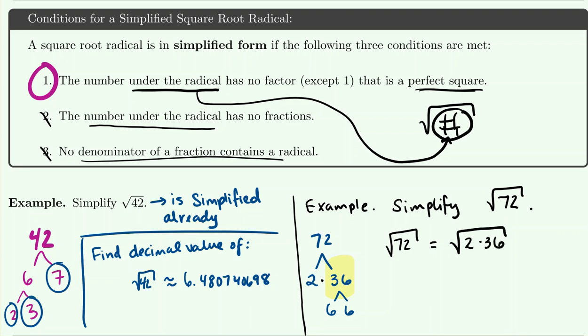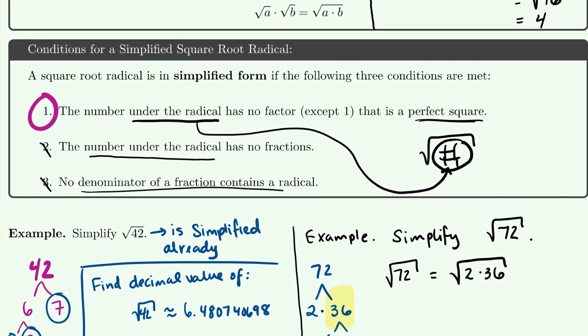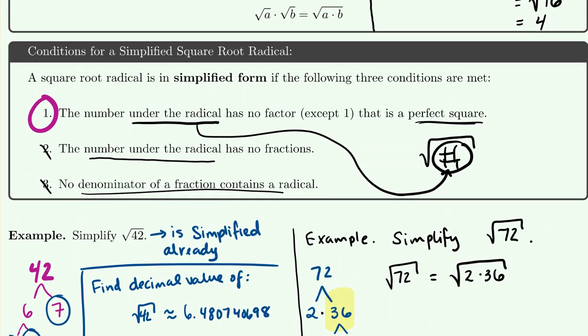And now our rule from above is going to come into play, because we know that if you've got the square root of something times something, in this case this is our 2, this is our 36, then you can split it to the square root of 2 times the square root of 36, following the rule for how radicals can be simplified.